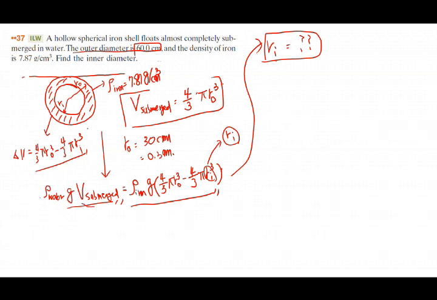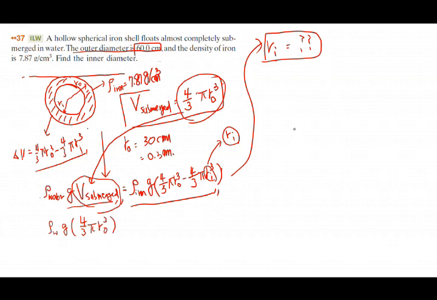So one extra hint is this submerged, actually this one. You're going to plug it into this formula. So the left-hand side of this formula is rho water g times volume, 4 pi R outer radius cube.